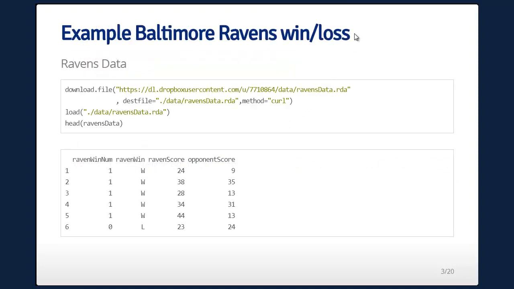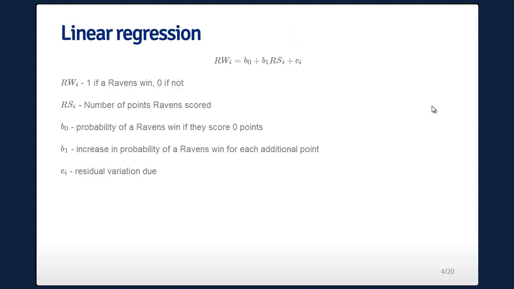So here's the Ravens data. The Baltimore Ravens is an NFL football team located in Baltimore, which is the city that I live in and like very much. So you can get the data here, and you have to load it up. And head just prints out the first couple of rows.